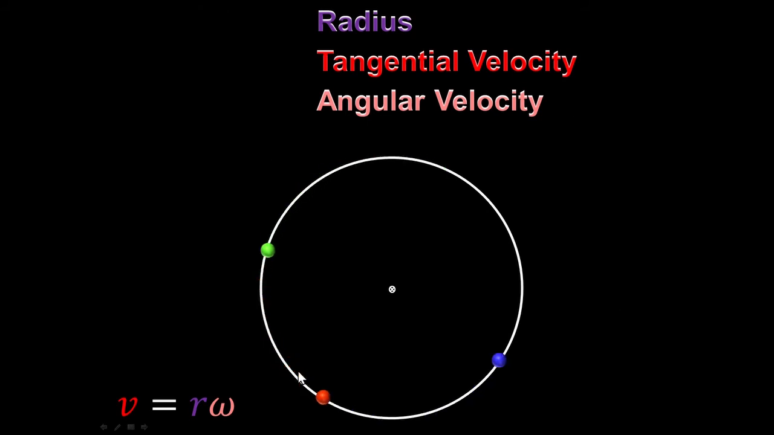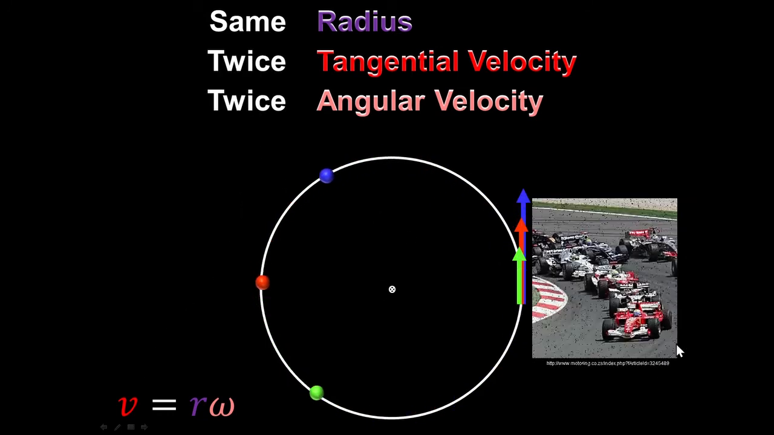And in this one, what of the three variables do they have in common? They all have the same radius. And this is kind of easy: if they had the same radius, the tangential velocity and the angular velocity are going to be directly proportional. So you double one, you'll double the other. And that's just like race cars, they're all going on the same radius, the same racetrack. The one that goes faster tangentially will also be going faster angularly.